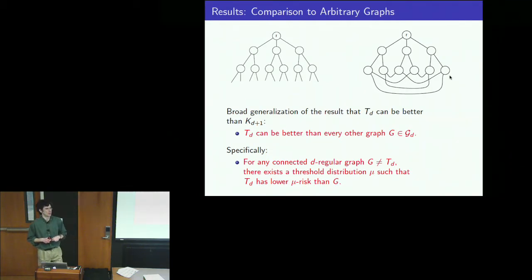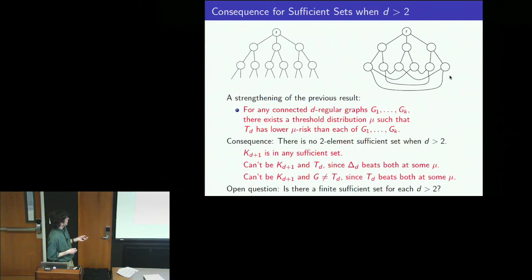We have to get the order of quantifiers right. Namely, for every other graph, there is a mu, a distribution, where the tree beats it. And in fact, you can say slightly more than that: for any finite list of d-regular graphs, there exists a threshold distribution where the tree simultaneously beats all of them.